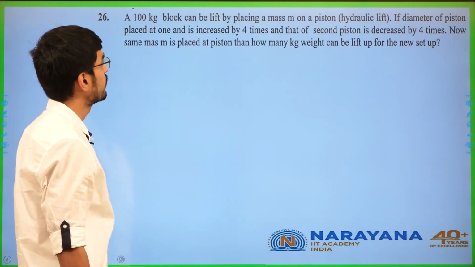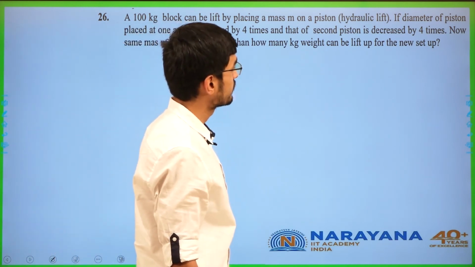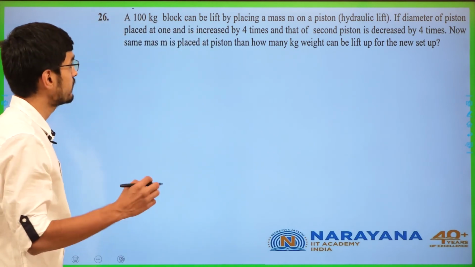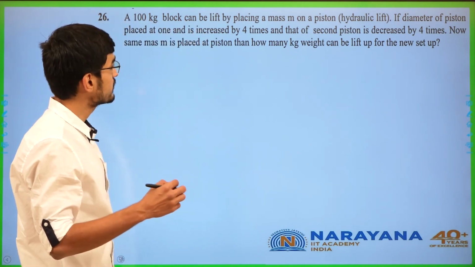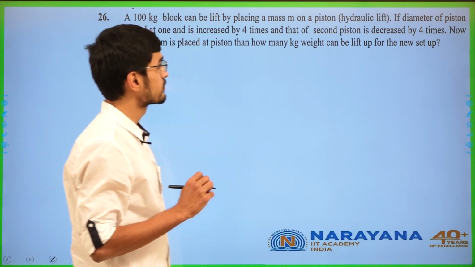A 100 kg block can be lifted by placing a mass m on a piston of a hydraulic lift if the diameter of the piston placed at one end is increased by 4 times and that of the second piston is decreased by 4 times.